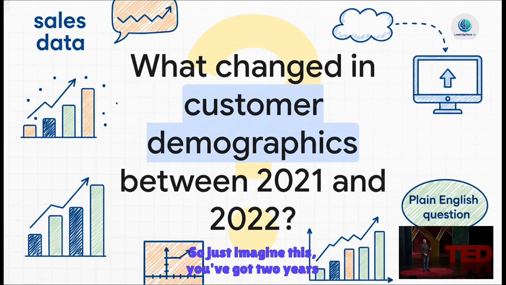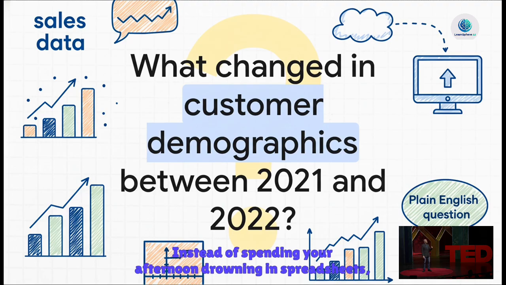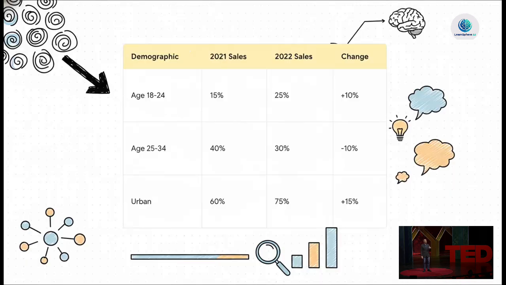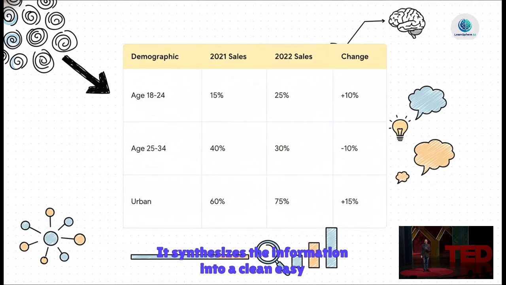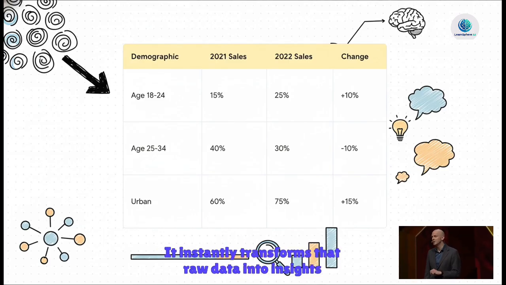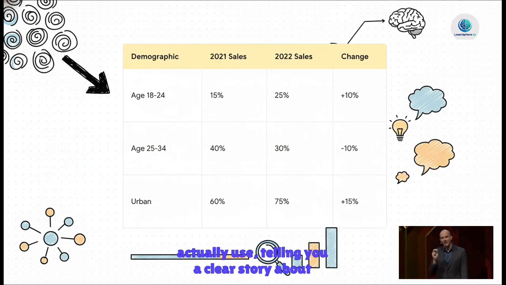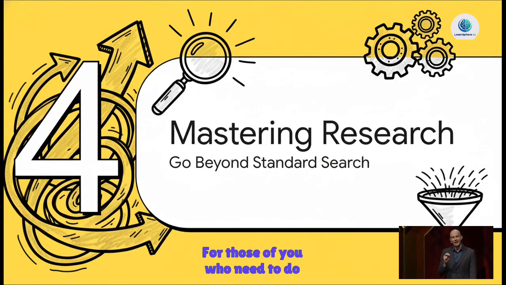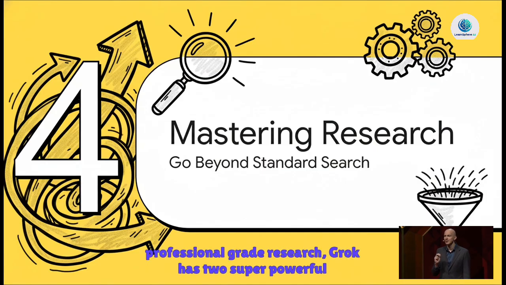You've got 2 years of sales data. Instead of spending your afternoon drowning in spreadsheets, you just upload the files and ask a simple, direct question in plain English. And this is the kind of thing you can expect to get back. Grok doesn't give you a wall of text. It synthesizes the information into a clean, easy-to-read table. It instantly transforms that raw data into insights you can actually use, telling you a clear story about what's really changed.